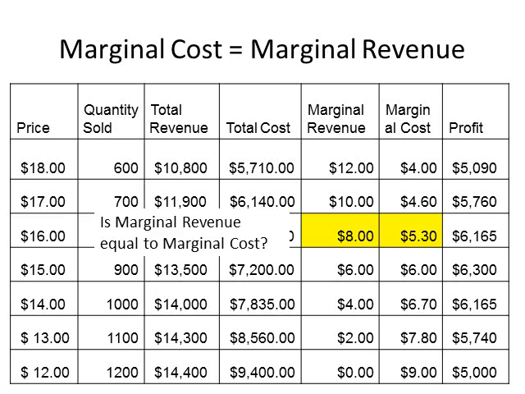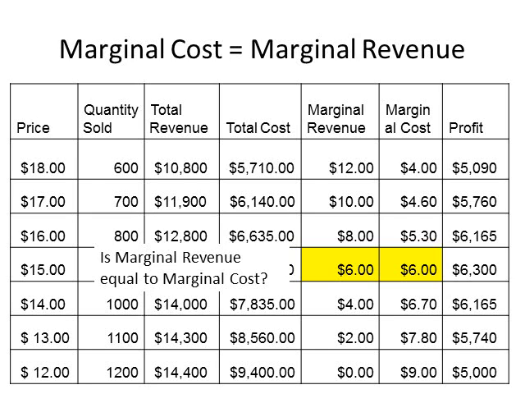Is the marginal revenue equal to the marginal cost at 800 units of production? The monopolist's marginal revenue is $8 and the monopolist's marginal cost is $5.30. Since $8 is not equal to $5.30, the answer is no, the marginal cost is not equal to marginal revenue. The reason the monopolist will not choose to produce here is that the monopolist could make more money by producing more units of the good.